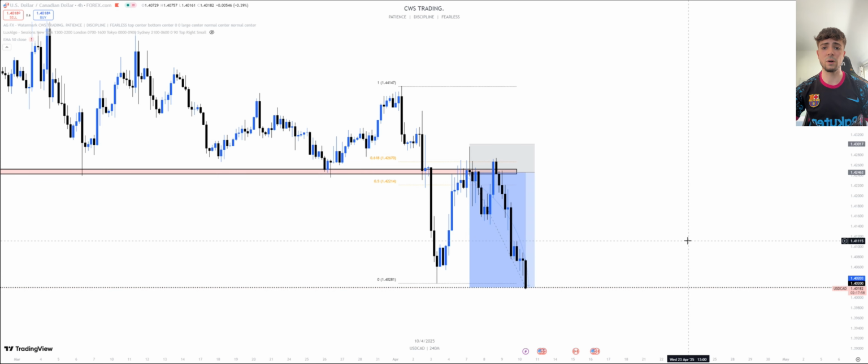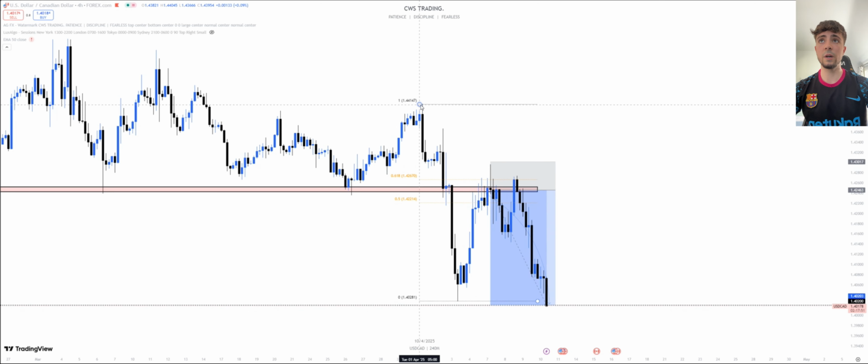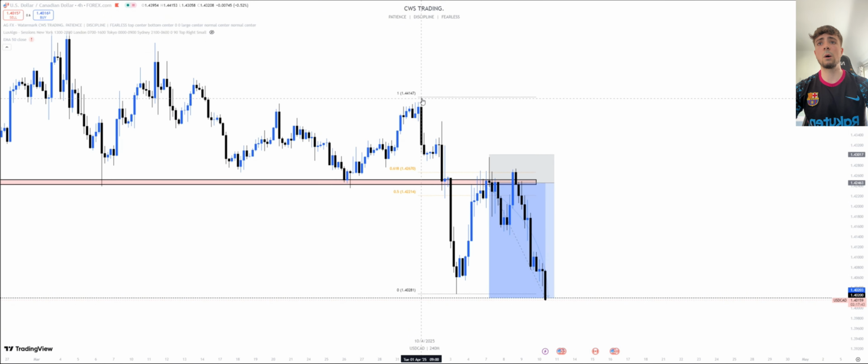I didn't actually take this trade, but it was something that I marked out. And we can see price had a really energetic push down on the 4-hour time frame. So what do we want to be looking for? We want to be looking for sells, okay? So once we've marked out our fib, we want price to tap into this fib zone.